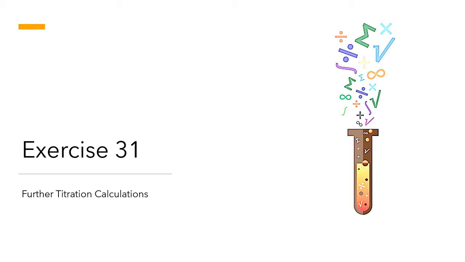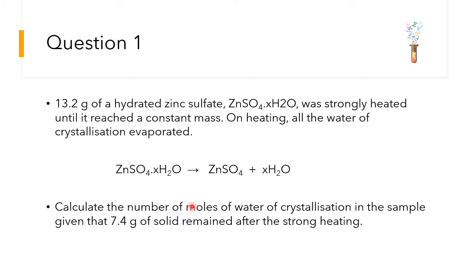Okay, so what we're going to do is look through exercise 31, the further titration calculations. It'll allow you to review your own learning. So question 1 looked like this.